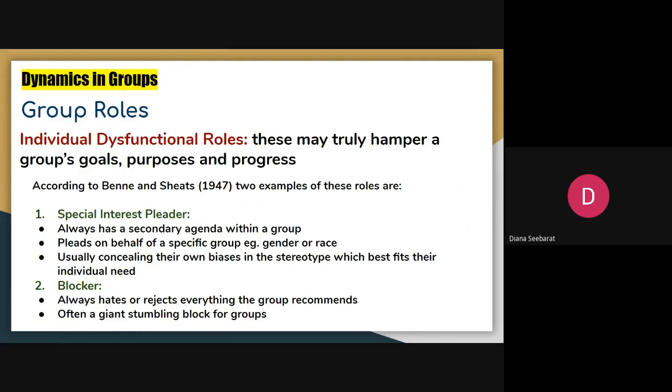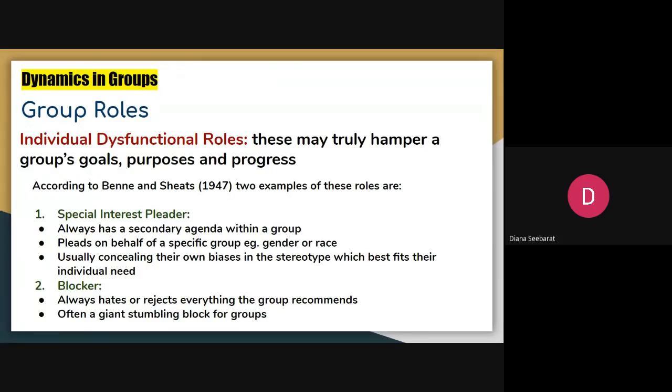This person always has a secondary agenda within a group and pleads on behalf of a specific group, for example a gender or race. If they want to make a problem in the group, they would bring up these very tender topics that people usually never really like to talk about, and they would always make an issue about it. And they usually conceal their own biases in the stereotype which best fits their individual need.